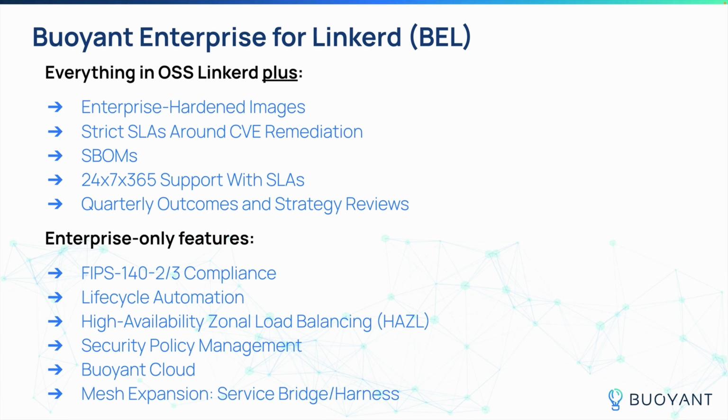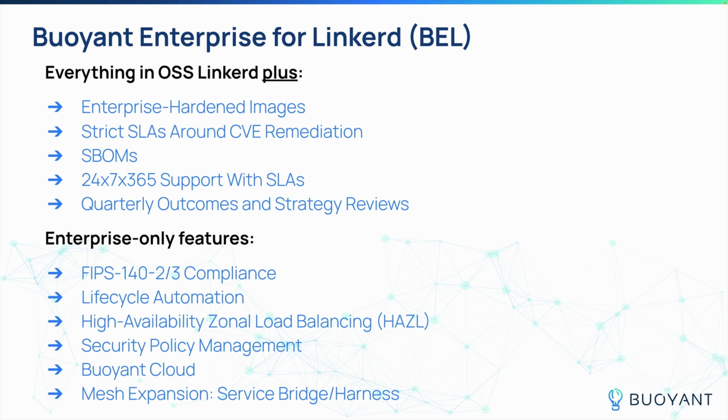So, what is Buoyant Enterprise for Linkerd? It's Buoyant's next level Linkerd service mesh distribution. Buoyant Enterprise for Linkerd, or BEL, gives you everything in open source Linkerd, plus things like enterprise hardened images, which are continuously scanned and tested and hardened at release. Strict SLAs around CVE remediation with guarantees around fixes with timeline assurances. Software bill of materials provide peace of mind and compliance by documenting all components, and comprehensive support options with support SLAs and regular planning and update meetings.